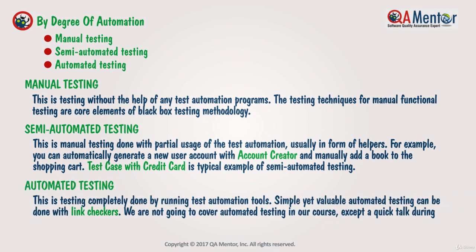Automated testing. This is testing completely done by running test automation tools. Simple yet valuable automated testing can be done with link checkers. We are not going to cover automated testing in our course, except a quick talk during the lesson on regression testing. By preparedness: formal, documented testing, ad hoc testing.